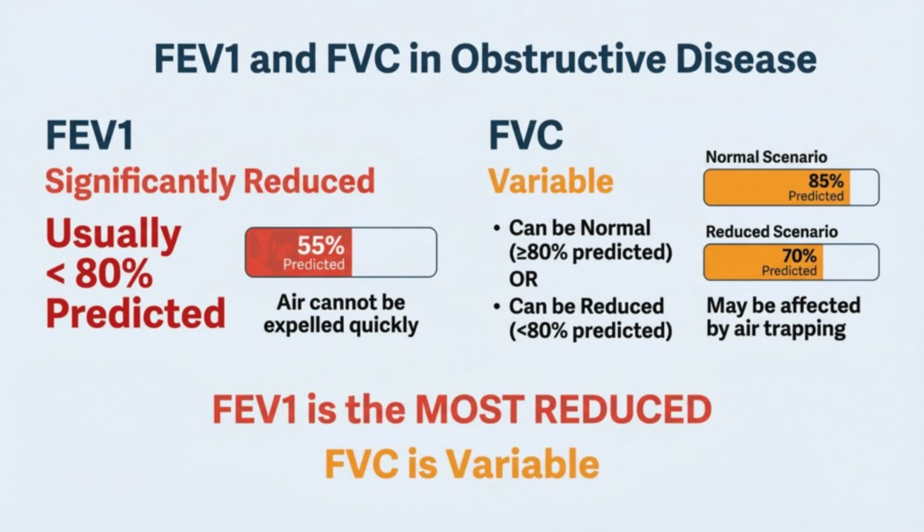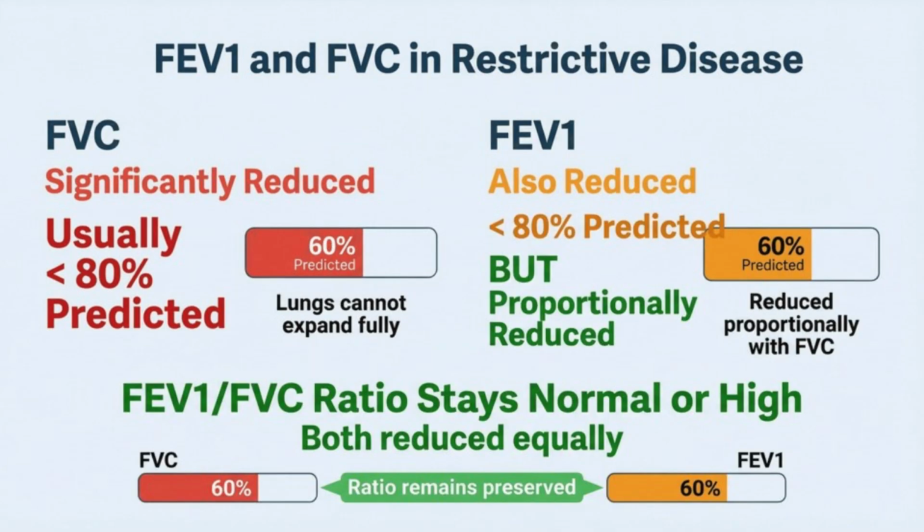Now look at FEV1 and FVC. In obstructive disease, FEV1 is significantly reduced, usually less than 80% predicted. FVC can be normal or reduced. In restrictive disease, FVC is significantly reduced, less than 80% predicted. FEV1 is also reduced, but proportionally, so the ratio stays normal or high.